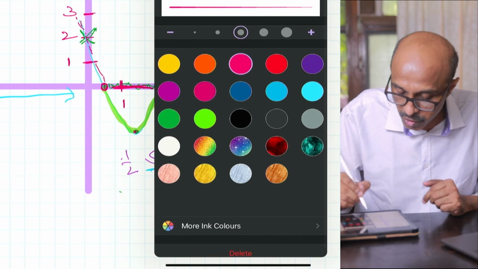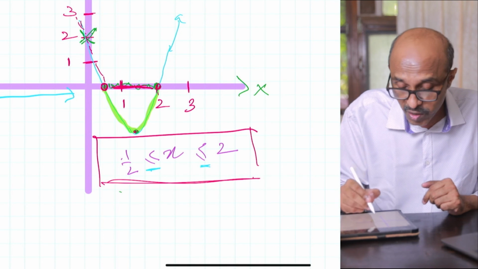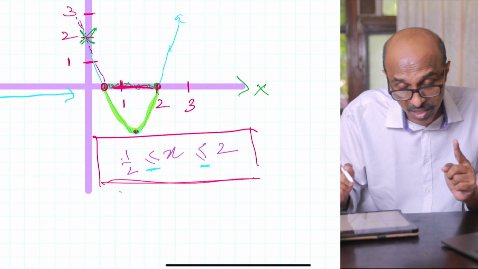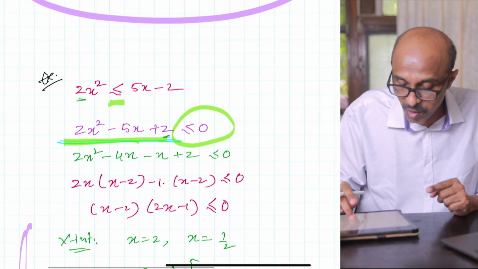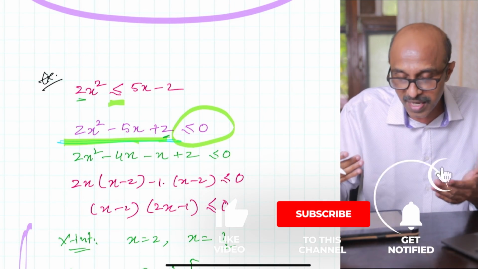So what does the solution mean? It means for only these values of x, the values of x between half and 2, both inclusive, this quadratic is going to be less than or equal to 0, or in other words, that quadratic is going to be below the x-axis.